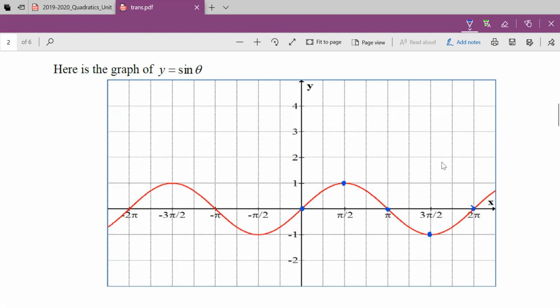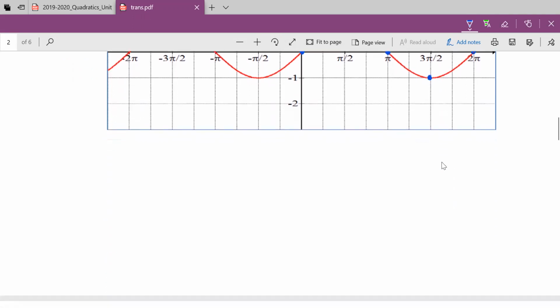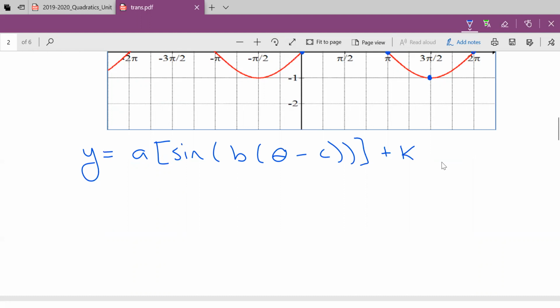Because what we're about to do is take this graph and transform it completely by doing things like this. Okay, so these things are going to get a little bit more complicated. We're adding in this C and a D value. We're going to start shifting these things horizontally and vertically.